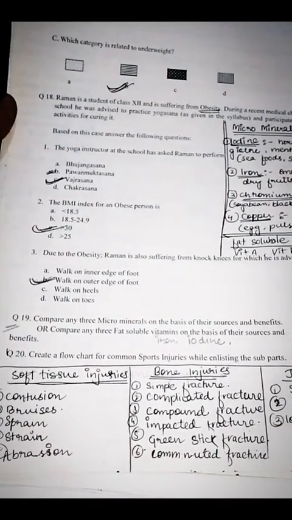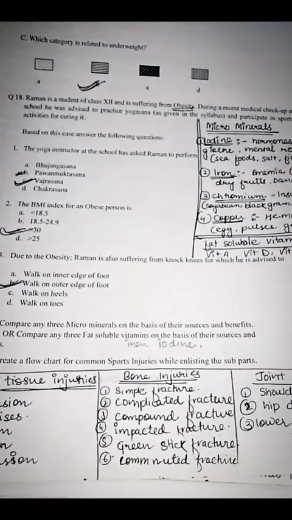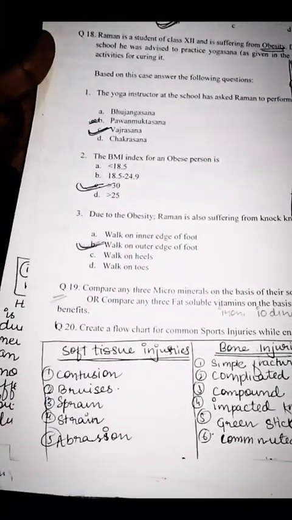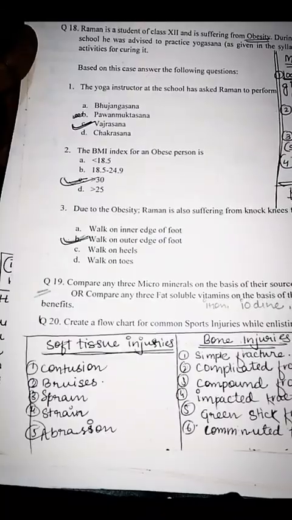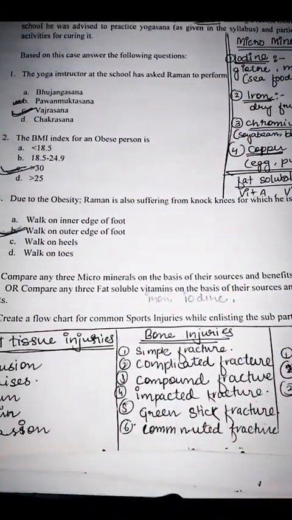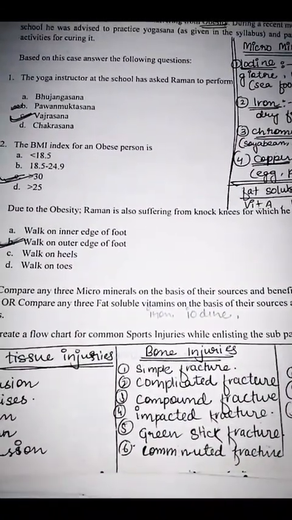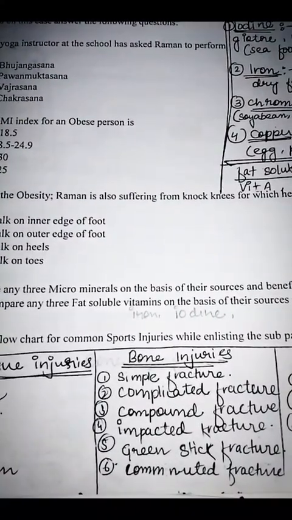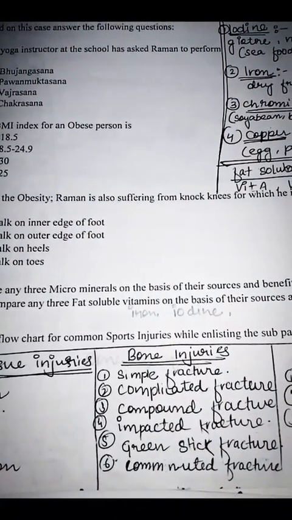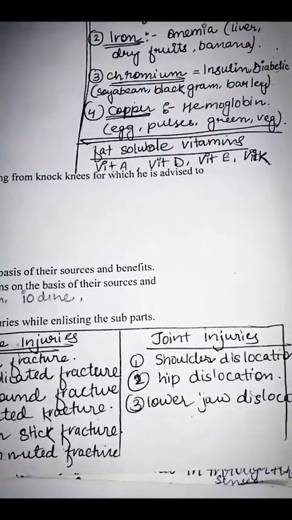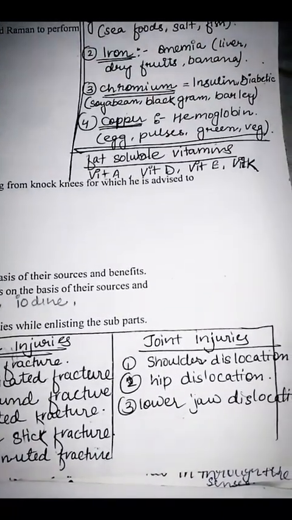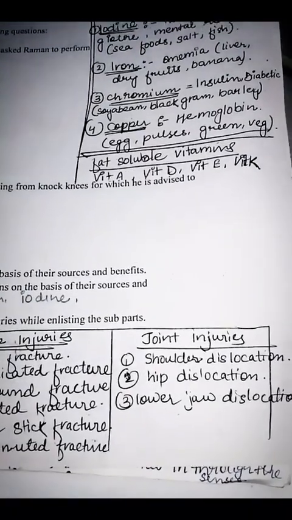Create a flow chart for common sports injuries while enlisting the subparts. So soft tissue injuries, that is contusion, bursitis, sprain, strain, abrasion. Then bone injury, that is simple fracture, complicated fracture, compound fracture, impacted fracture, greenstick fracture, comminuted fracture. Joint injuries, that is shoulder dislocation, hip dislocation, lower jaw dislocation.